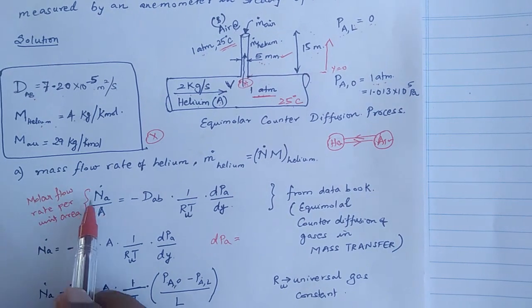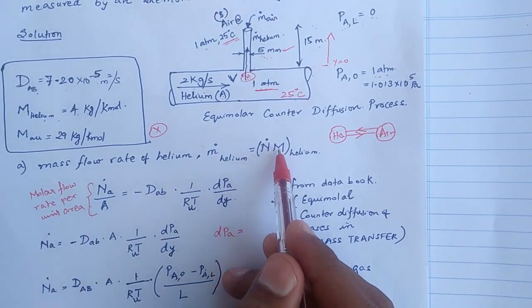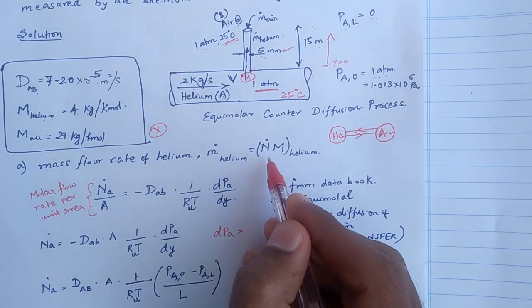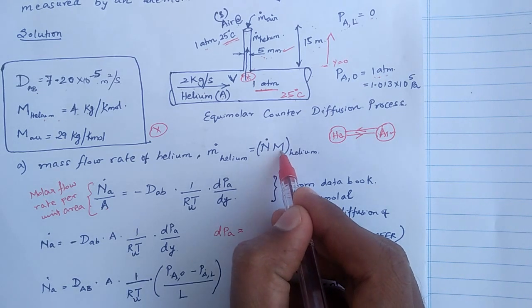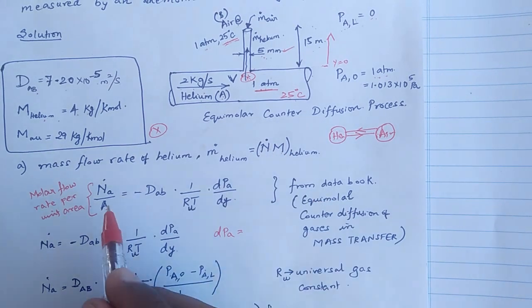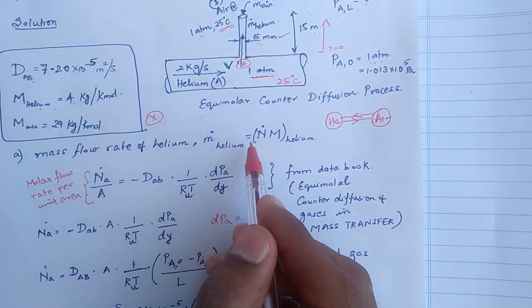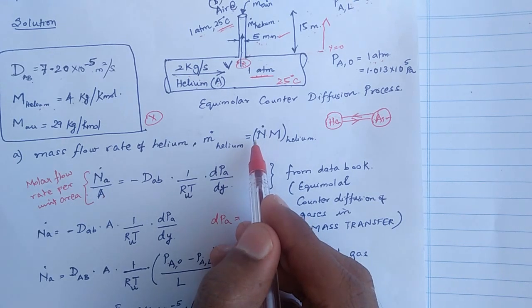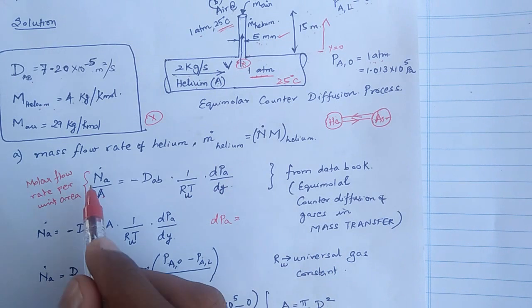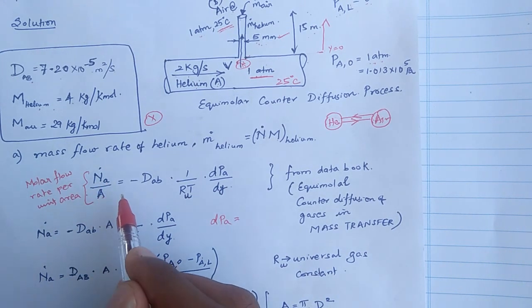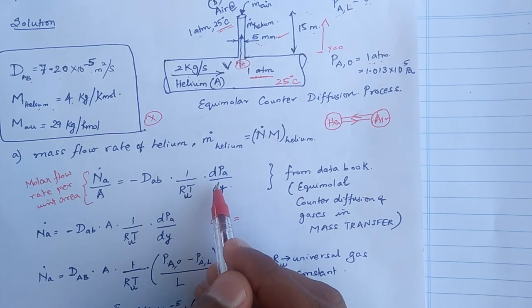First, mass flow rate of helium. So mass flow rate of helium is given by n dot into M. So n dot is the molar flow rate and M is the molecular weight, both for helium. So first you have to find n dot, that is the molar flow rate. The formula for this can be found in the data book. That is, molar flow rate per unit area is given by minus D AB into 1 by RT into dP by dy.